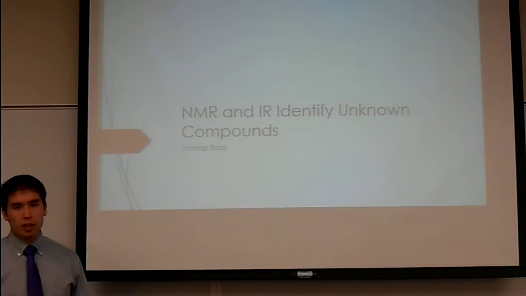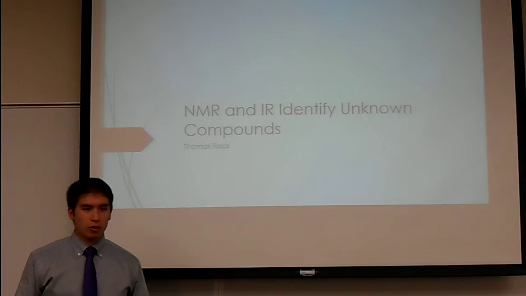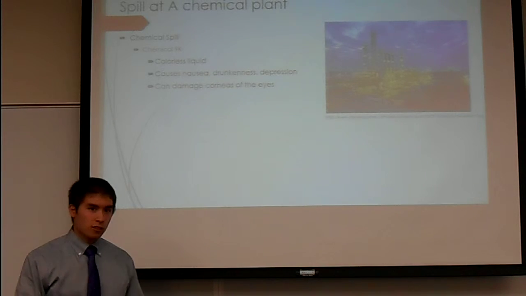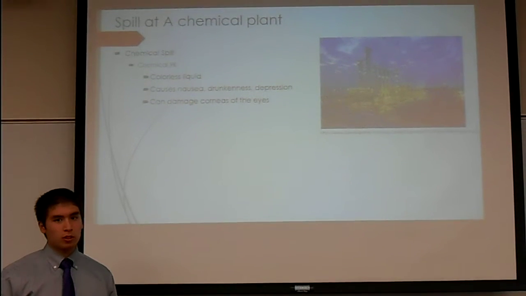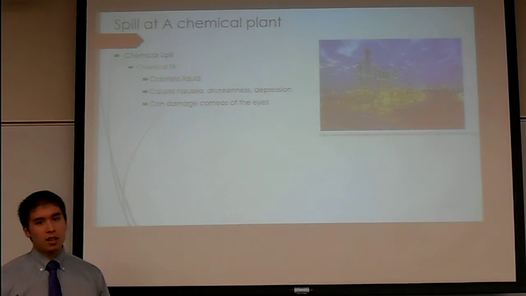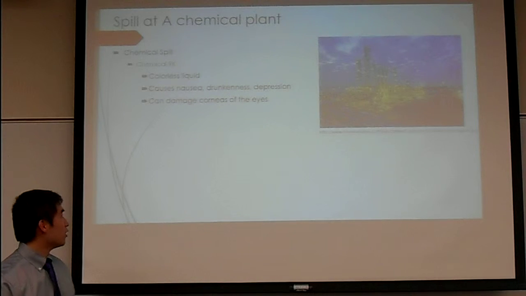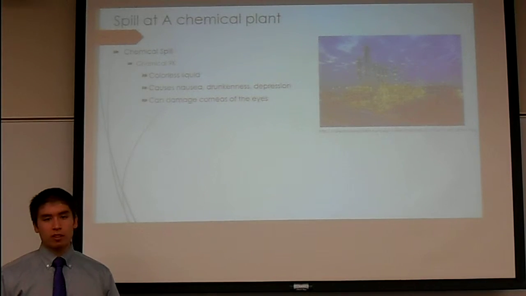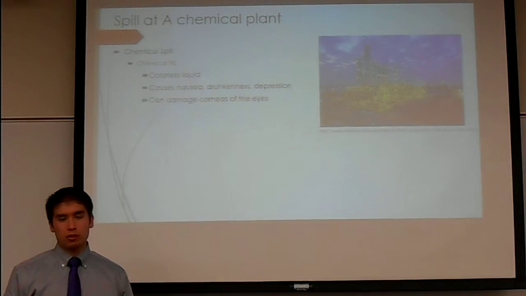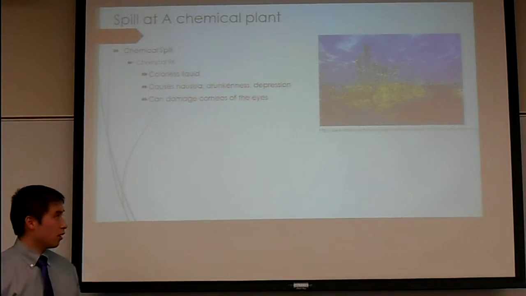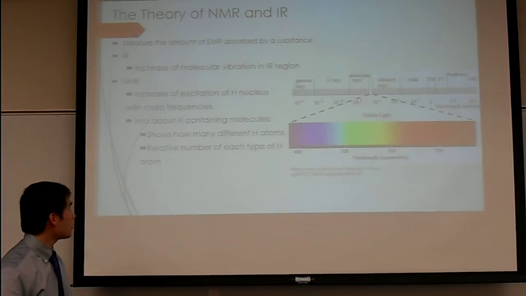My name is Thomas Roos, and today I'll be presenting on how IR and NMR is used to identify an unknown compound. So to set the scene, an unknown colorless liquid was spilled at a chemical plant, and workers said that they had symptoms of nausea, drunkenness, and depression, and there were later reports of the chemical damaging the cornea of their eyes, and this chemical was named chemical 9K.